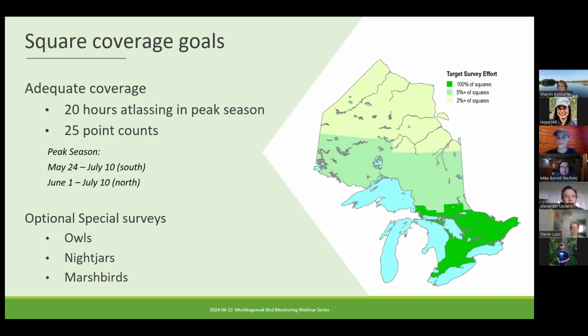We have special survey protocols for birds like owls and marsh birds and nightjars like nighthawks and whippoorwills that are hard to detect in normal survey methods, but we'll not talk too much about that today. There's lots of little details we could get into with the atlas, and we're trying to keep things fairly high level. So next.